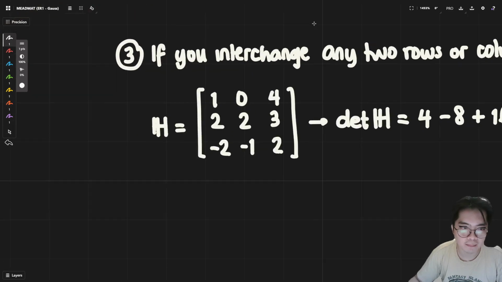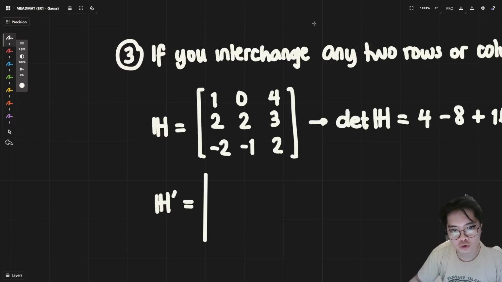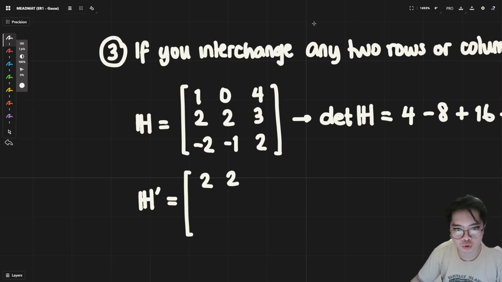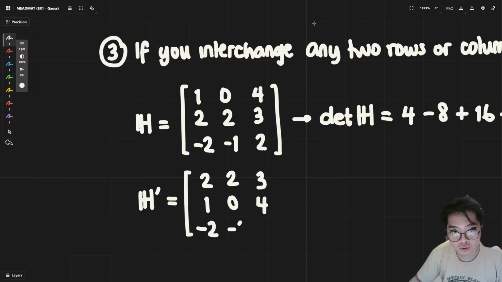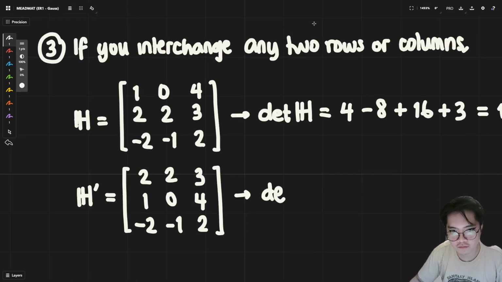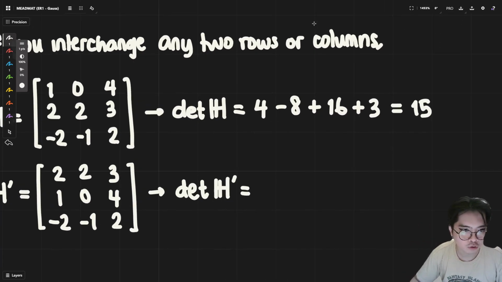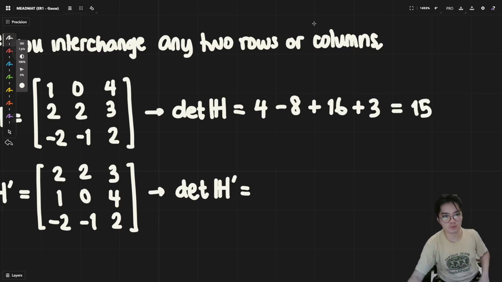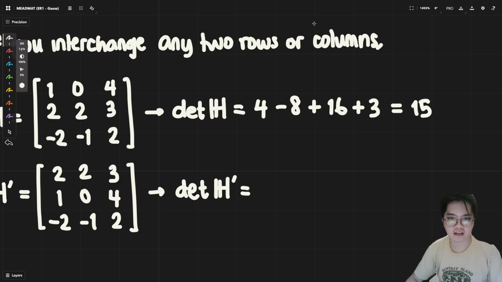Now, watch what happens if we try and interchange, right? So this is H prime now. Let's try and interchange 2 rows. 2, 2, 3, 1, 0, 4. Then negative 2, negative 1, and 2. Let's try out the determinant of H prime. Okay, let's try this out. 2, 0, 2, nothing. 2, 4, negative 2, that will be negative 16.